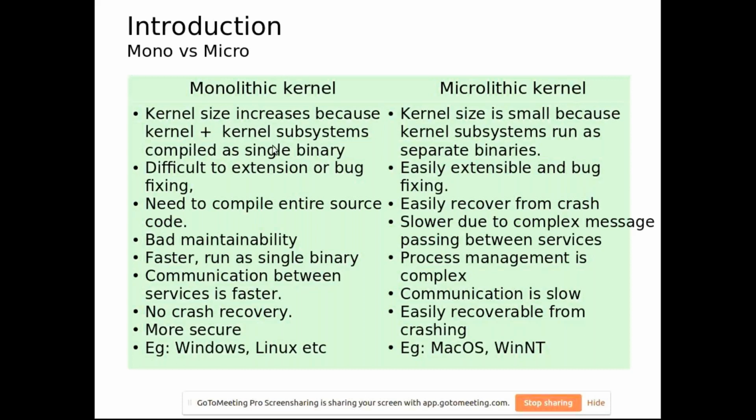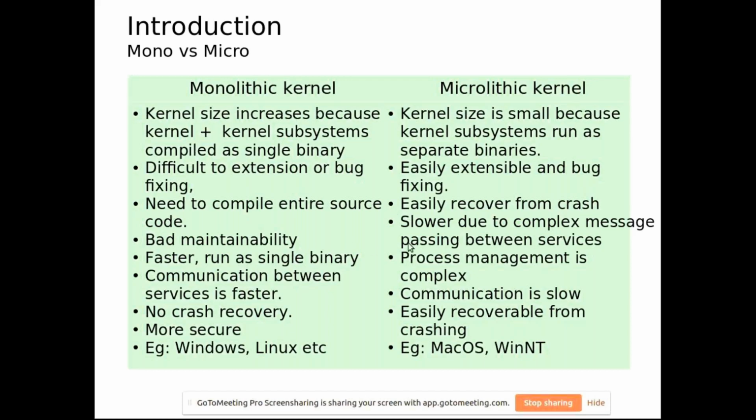In the monolithic kernel you need to compile the entire source code, and it takes a lot of time. It depends on the system; it can take up to 3 to 4 hours. The microkernel can easily recover from a crash and is easier to maintain. However, it is slower because of the complex message passing between the services. The monolithic kernel is faster because all the components are intact in the same kernel layer.